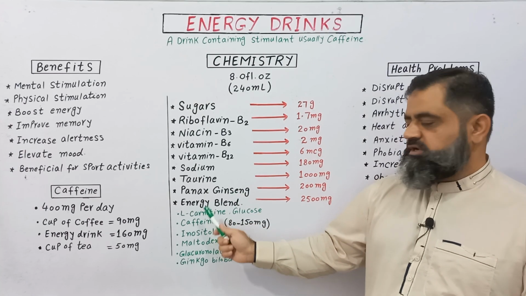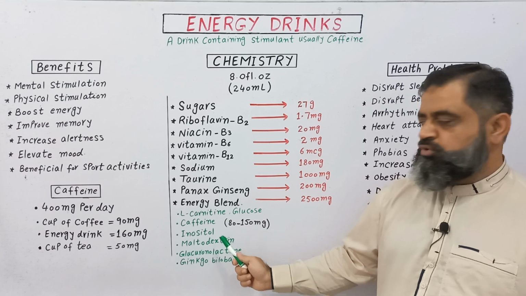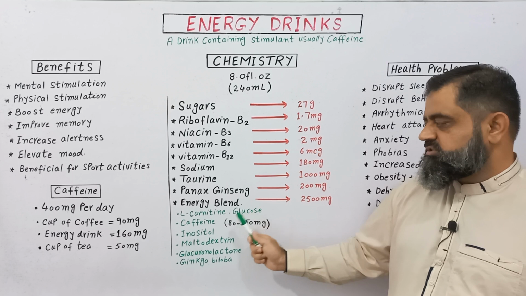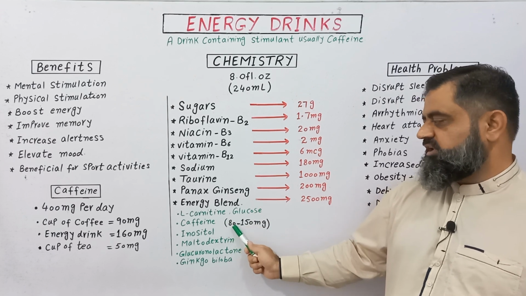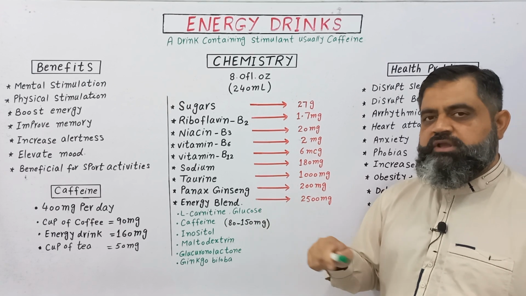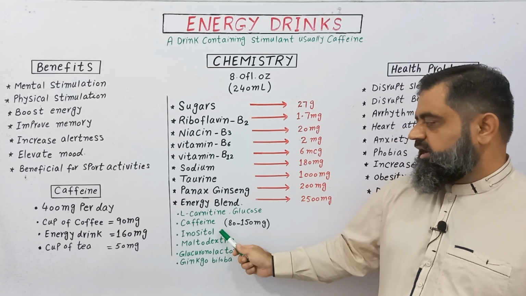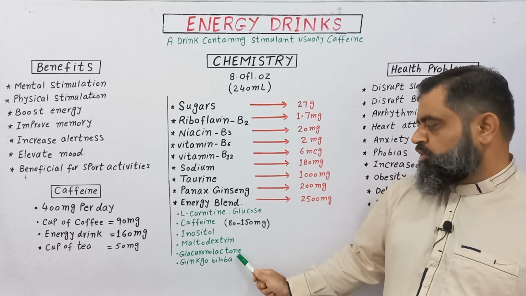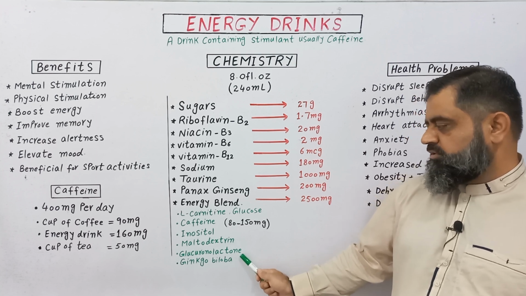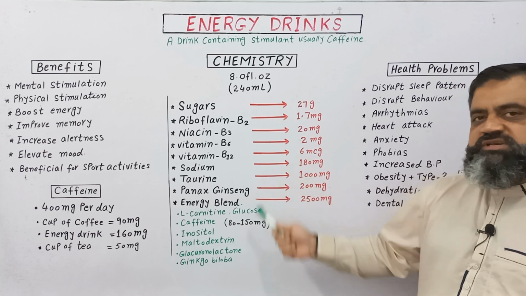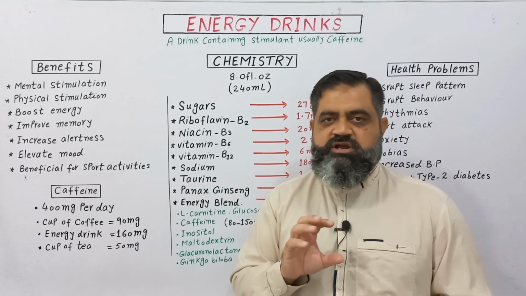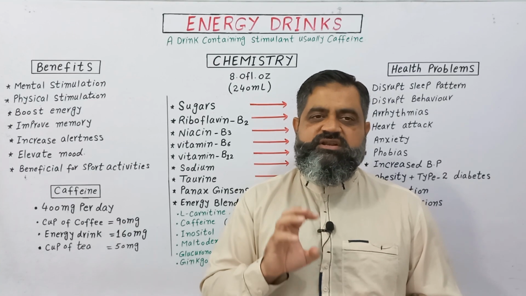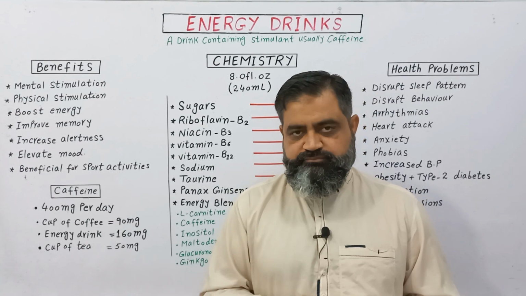Energy blend includes certain amino acids and glucose like L-carnitine, glucose, caffeine, which is usually in the amount of 80 to 150 milligram depending upon the type of drink, and inositol, maltodextrin, glucuronolactone, ginkgo biloba. So these are certain chemical compounds which are also known as food additives, which are added in the energy drinks for physical and mental stimulation.